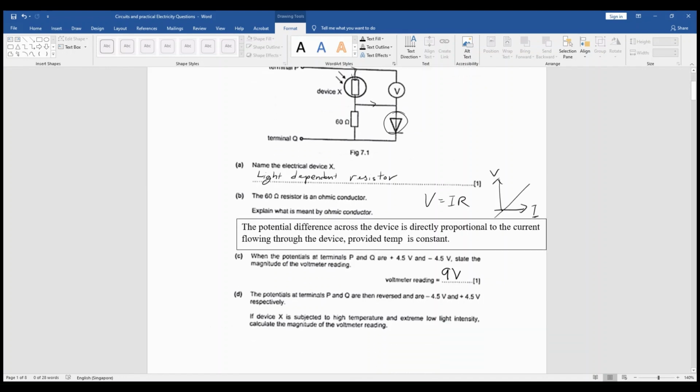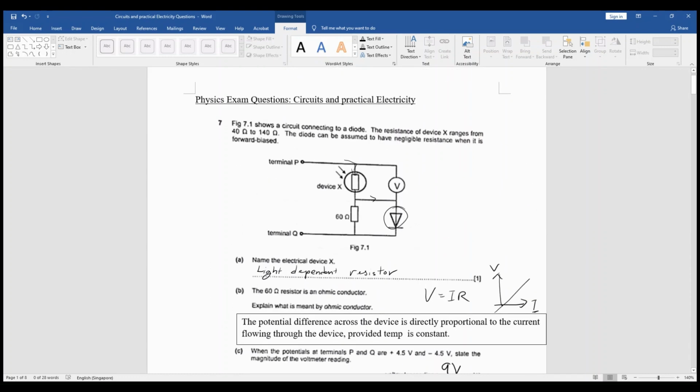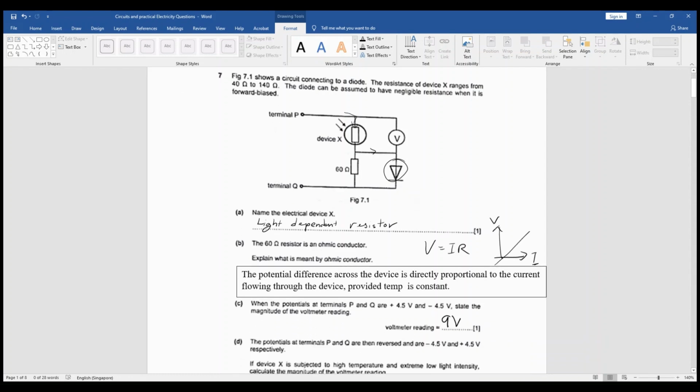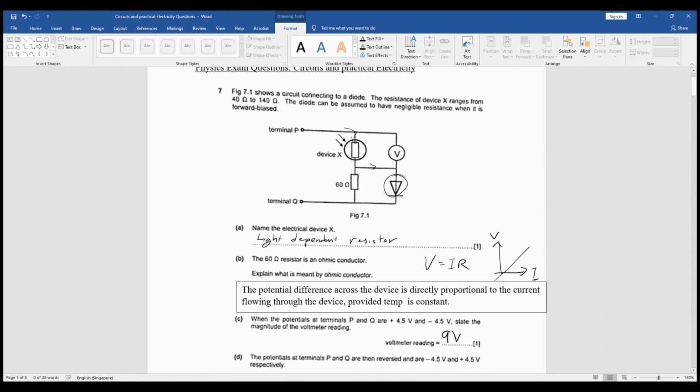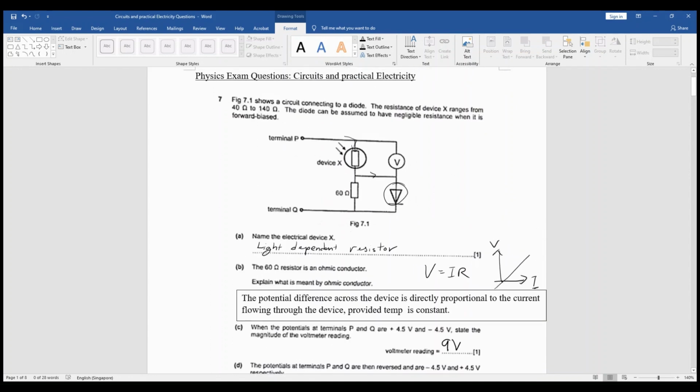Okay, then now if we reverse it, the potential at P and Q are then reversed. And if device X is subjected to high temperature and extremely low light intensity, calculate the magnitude of the voltmeter reading. Wow. High temperature and extremely low light intensity. Okay, let me look at all the numbers that they give. The resistance of device X ranges from 40 ohm to 140 ohm.